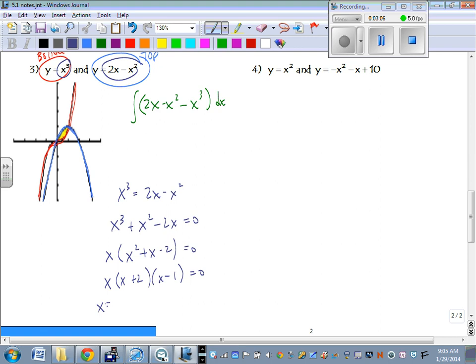So we end up getting three answers when we solve this equation. We get x equals 0, x equals negative 2, x equals 1. But like I said, remember, this intersects down here somewhere. Well, that's going to be at negative 2. We don't worry about that for what we're looking at here. The ones that we're dealing with are 0 and 1. Right? Intersects at 0 and 1. So we're finding the area between 0 and 1.